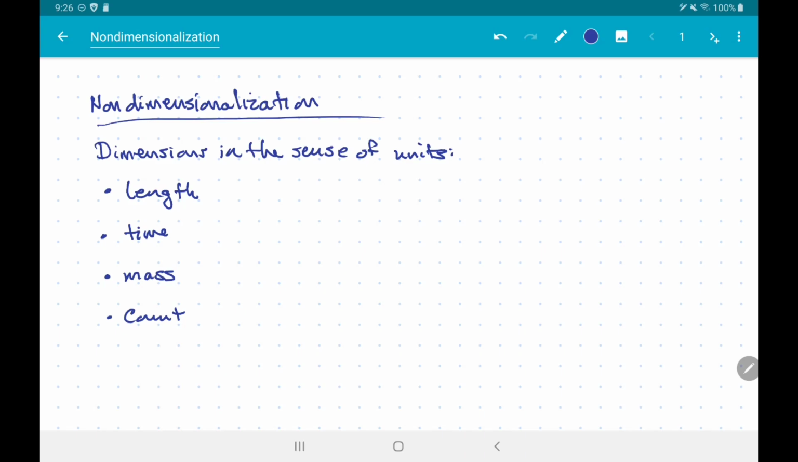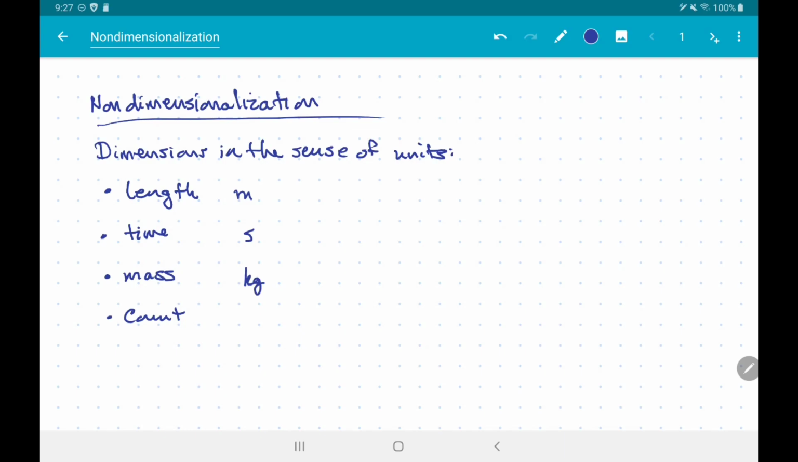In this video, I'm going to talk about non-dimensionalization. This is a real word. It's in the index in the Strogatz book, and it refers to dimensions in the sense of units. So dimensions as in length, time, mass, and count. And in the metric system, you will see meters, seconds, kilograms, and then count would be something like how many people, how many individual organisms, things like that.